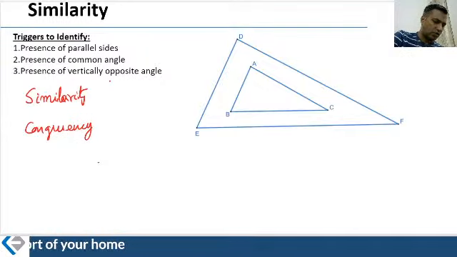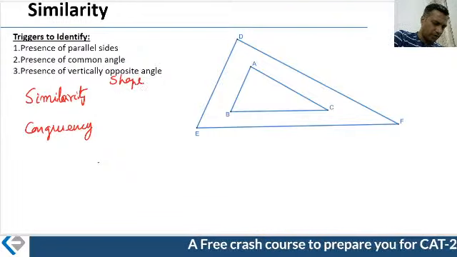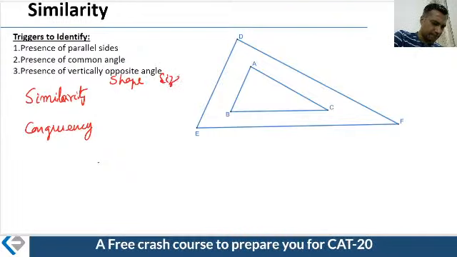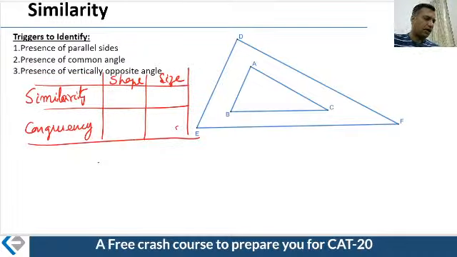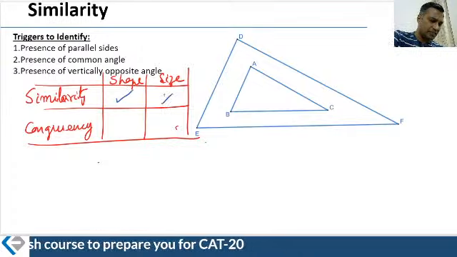So what is this matter? One of them has to do with the shape, the other one has to do with the size. If I simply put it, similarity is: shape is the same, size is not the same.